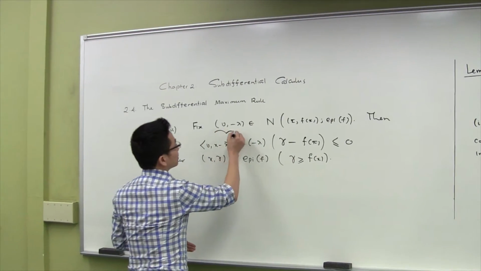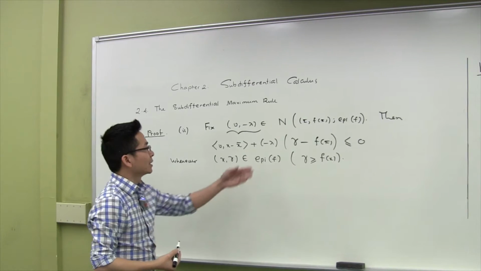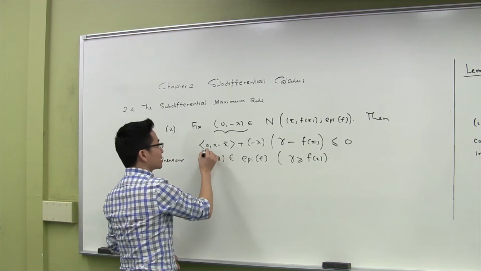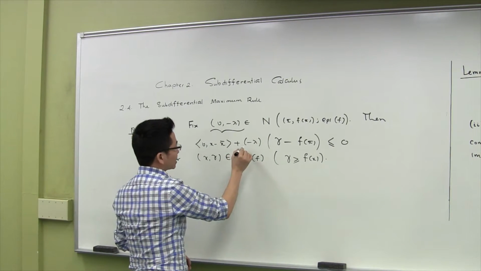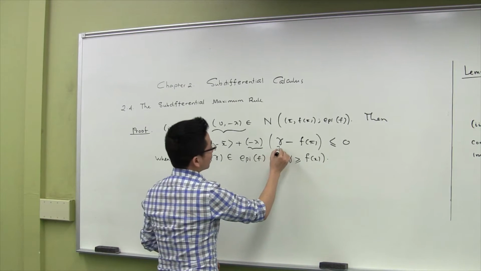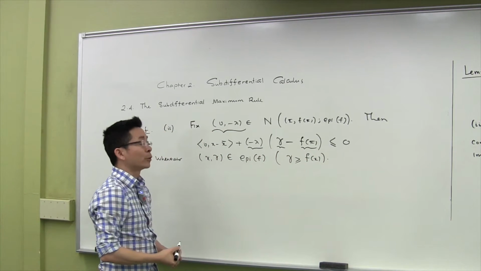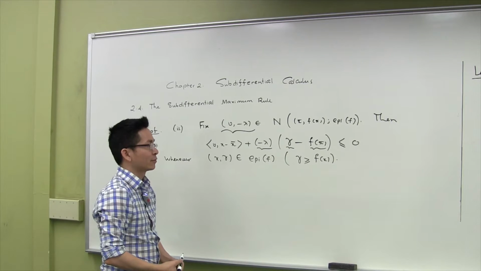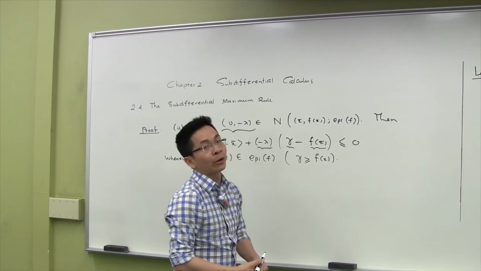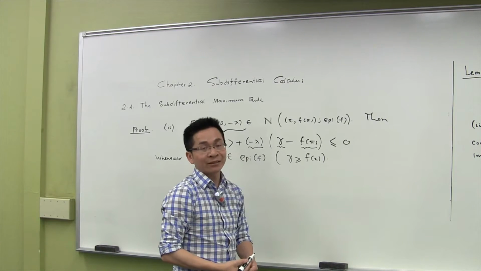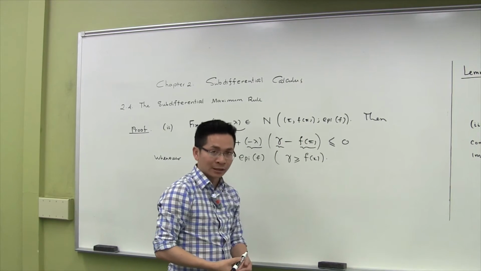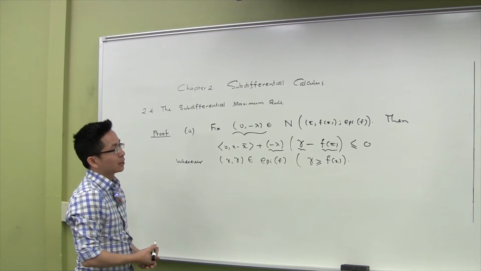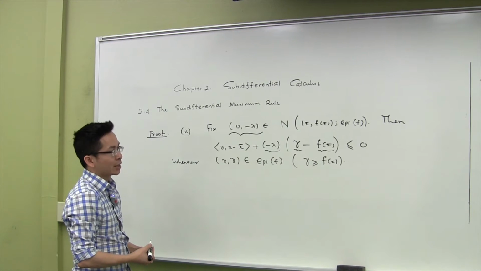For any element (v, minus lambda) in this normal cone, by the definition we have the following. The inner product of v and x minus x bar plus minus lambda times (gamma minus f of x bar) is less than or equal to 0 whenever (x, gamma) is in the epigraph of the function f. That means gamma is greater than or equal to f of x. This follows directly from the definition of the normal cone in R^(n+1). Now, in the first part, we're going to show that lambda is greater than or equal to 0.